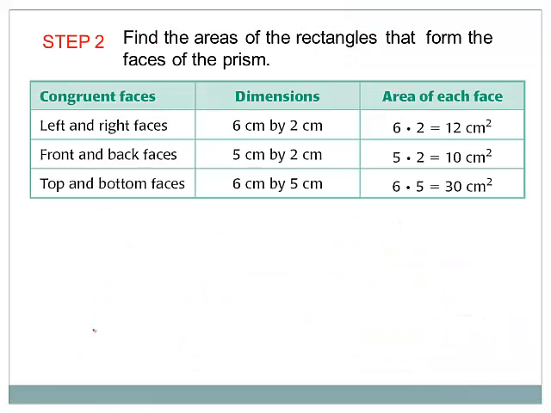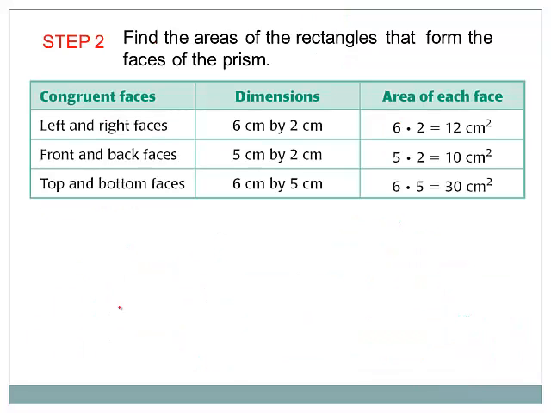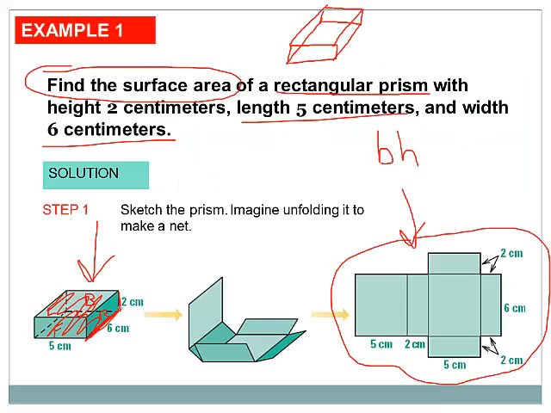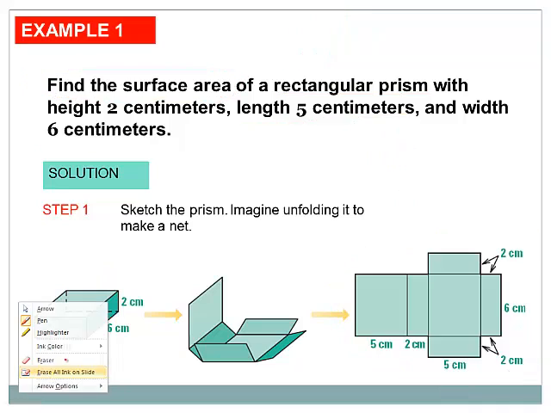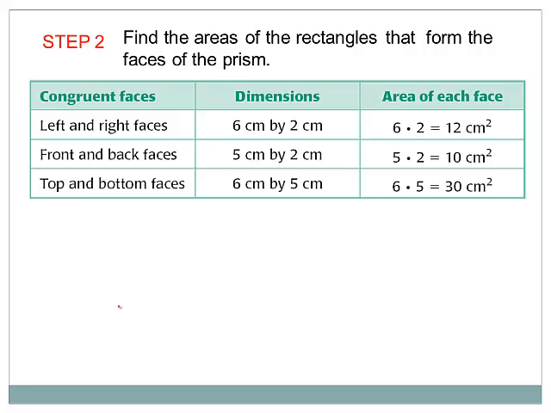So if I do that, the left and right faces are 6 by 2, and we multiply those, we get 12 centimeters. So 6 by 2, which means you have a 6 length by 2 width. That's the first one. The front and back faces, those are 5 by 2. So we have a 5 length here by 2 length here, and that goes exactly the same for the front and the back as well. So you have 10 centimeters for each one of those faces.